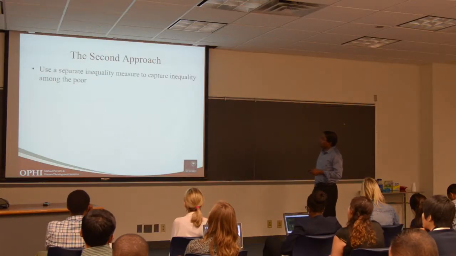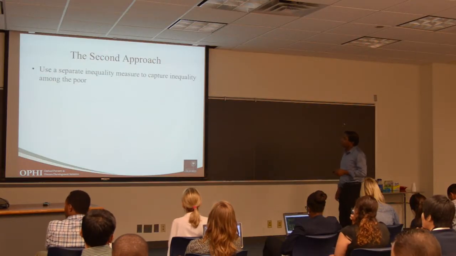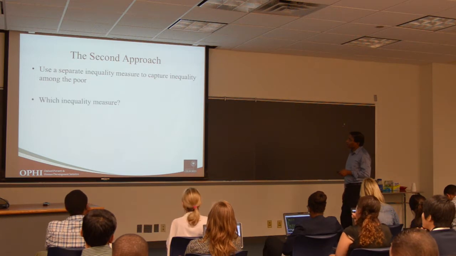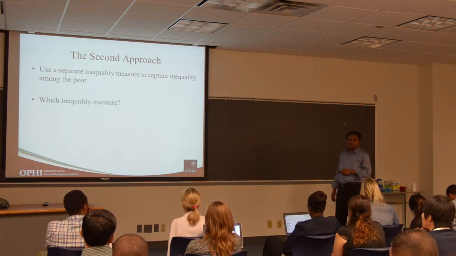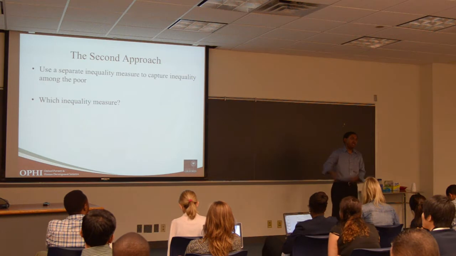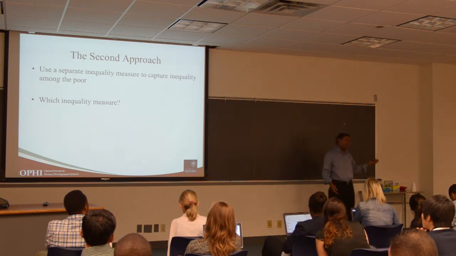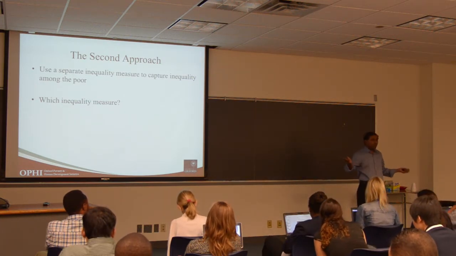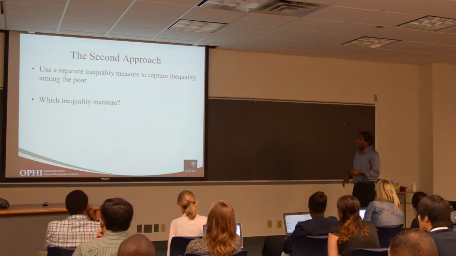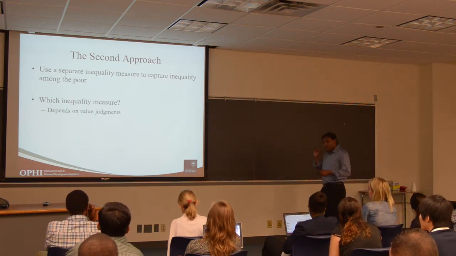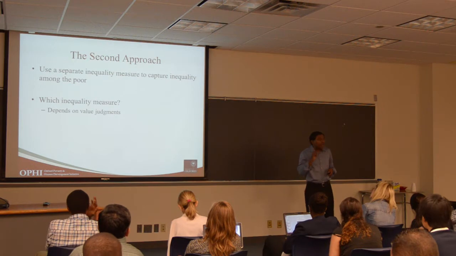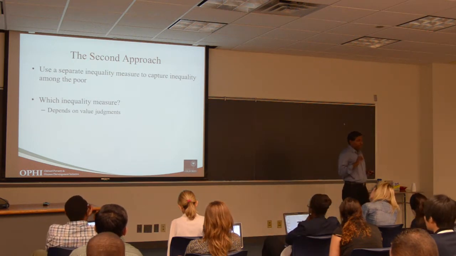So in the second approach, we may use a separate inequality measure to capture inequality among the poor. The question is, which inequality measure? We have so many options. We have Gini, Atkinson, coefficient of variation, variance, mean deviations, and so on. However, it depends on value judgment: what kind of inequality do you want to capture, and how do you want to capture it?